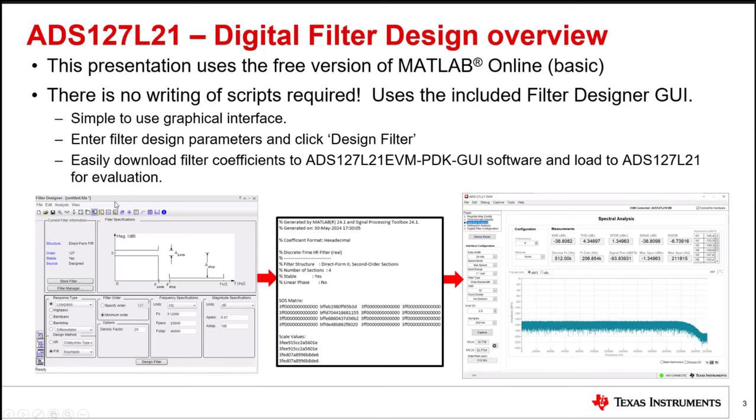There's absolutely no writing of scripts required, so you don't have to learn how to program in MATLAB if you're not already familiar with it. And it's a very simple graphical interface. You simply enter the high-level design parameters that you want and click Design Filter. The tool will generate a text-readable file, which is what I'm showing here in the middle. Then from here, this file can easily be opened up inside of our EVM GUI software for the L21 and evaluated on the actual hardware platform.